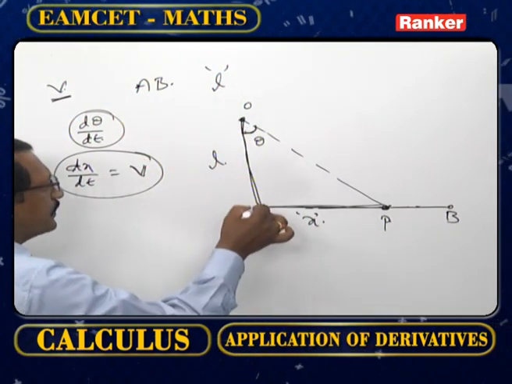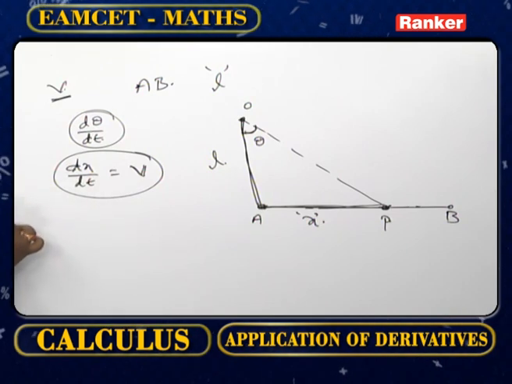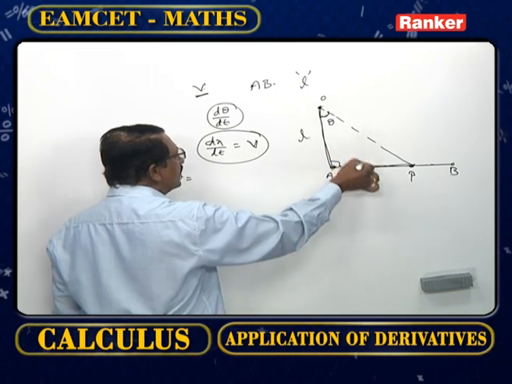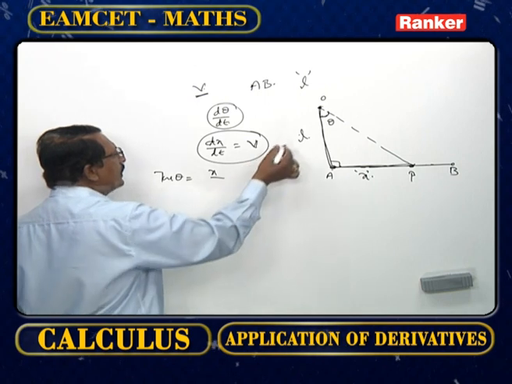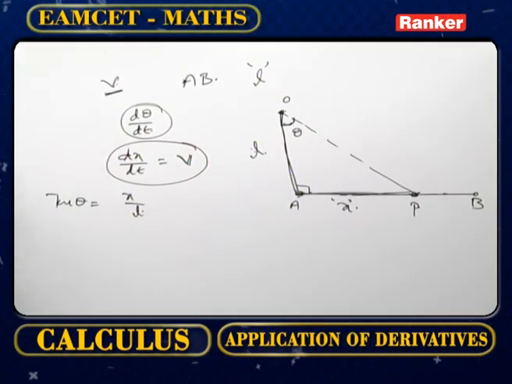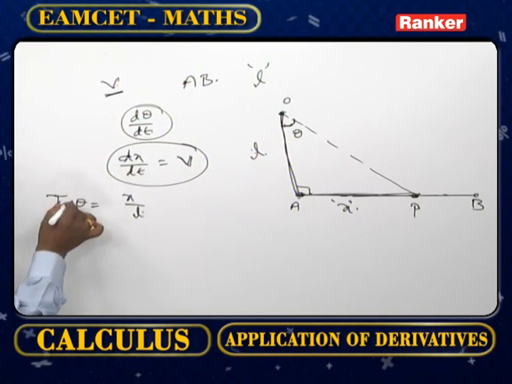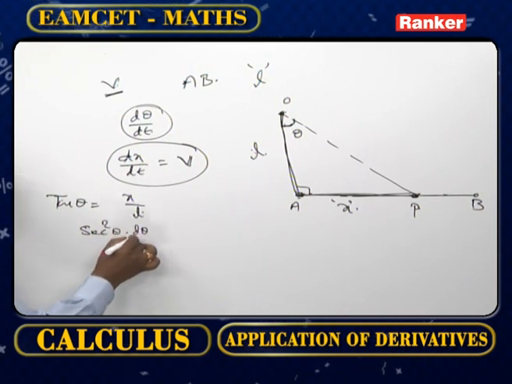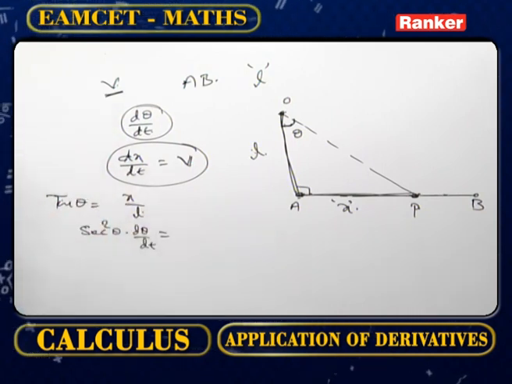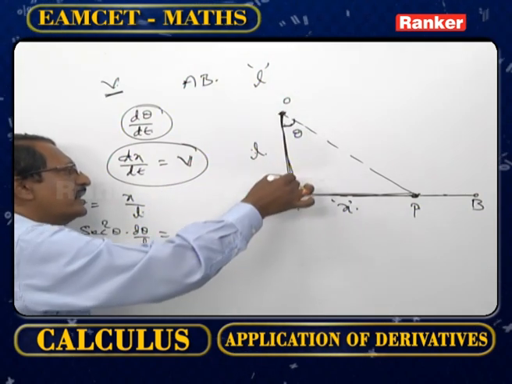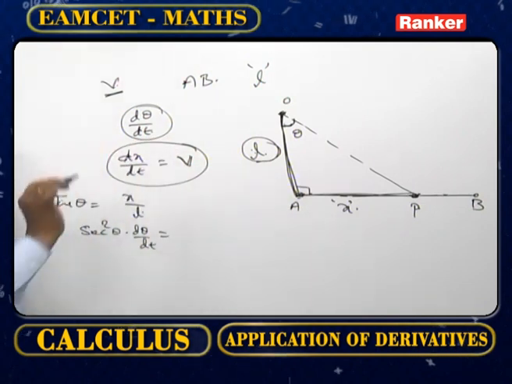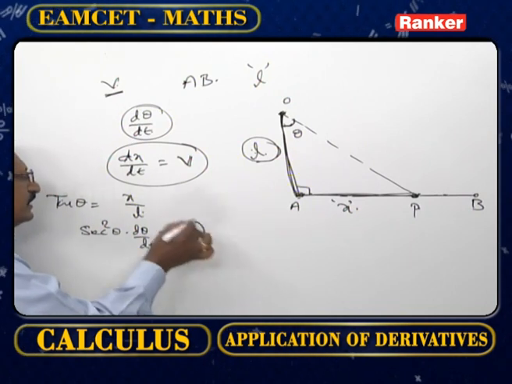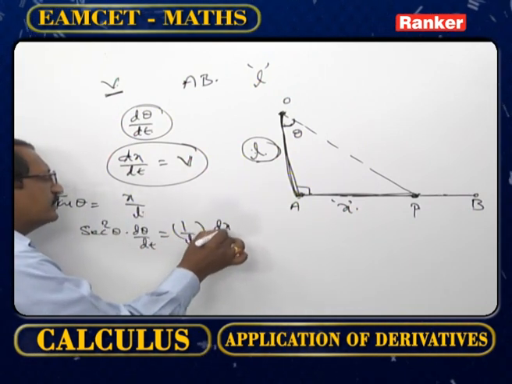In triangle OAP, angle A equals 90 degrees, so tan theta equals opposite side by adjacent side, x by L. Differentiating with respect to t on both sides, the derivative of tan theta is secant square theta into d theta by dt, equals the derivative of the right side. Here the distance between O and A is always constant, given L, so 1 by L is constant, into the derivative of x with respect to t, dx by dt.